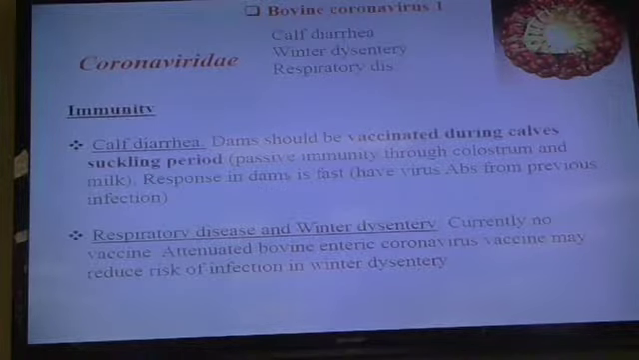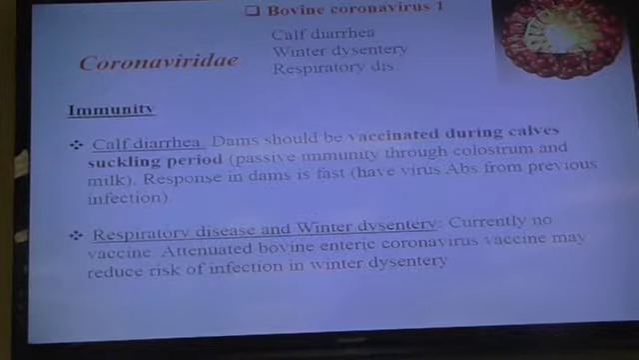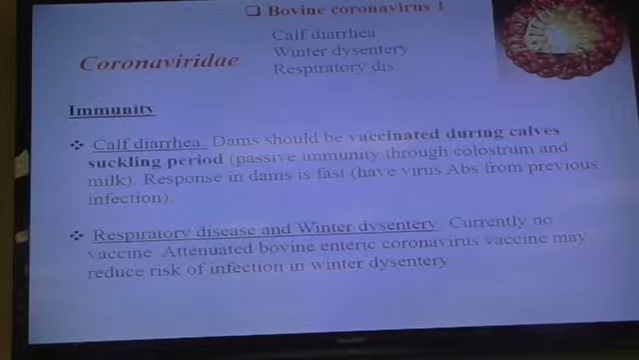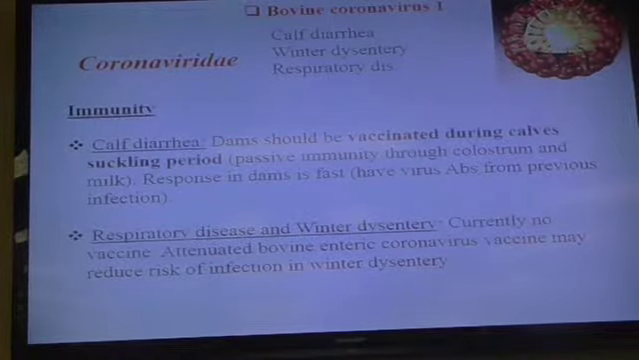Now, in relation to immunity, there are vaccines, and the vaccination is usually practiced during the calf suckling period. Why do you think it should be practiced during the suckling period rather than before? Okay. Say that again? Like stress from weaning them could predispose them to getting it? Okay, but that's not the actual reason.